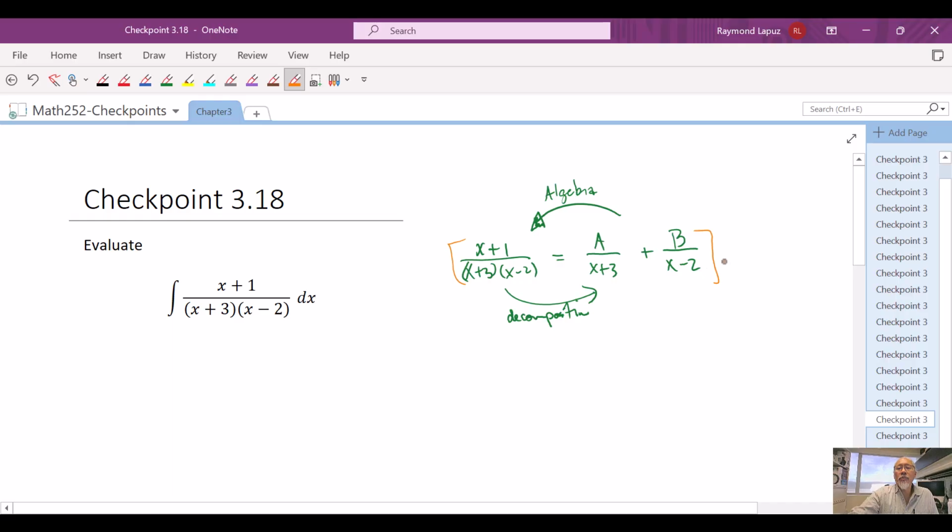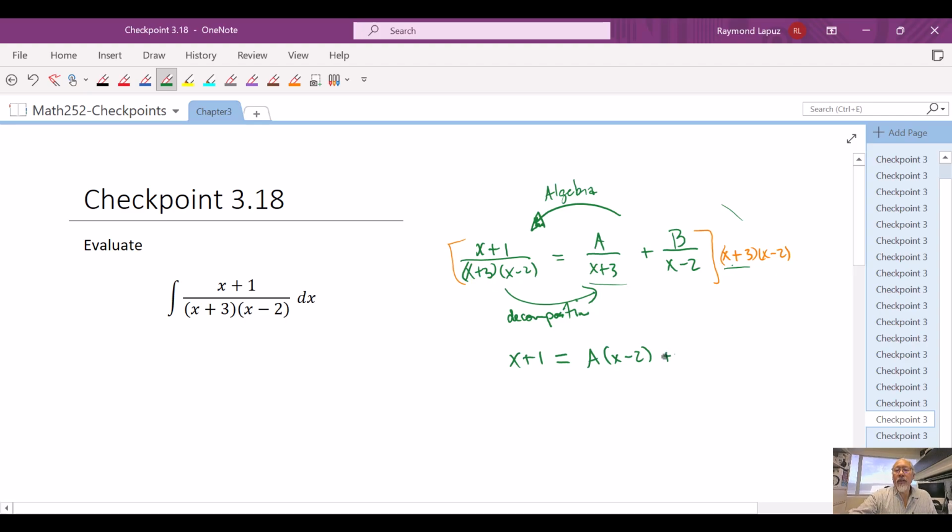One way to do this is to multiply the whole thing, both the left and the right side, by the common denominator, so that's (x + 3)(x − 2). In doing so, the whole denominator will disappear on the left-hand side, leaving us with just the numerator, x + 1. For the right-hand side, when we distribute into the first term, the x + 3's cancel, and I will just have A times (x − 2).